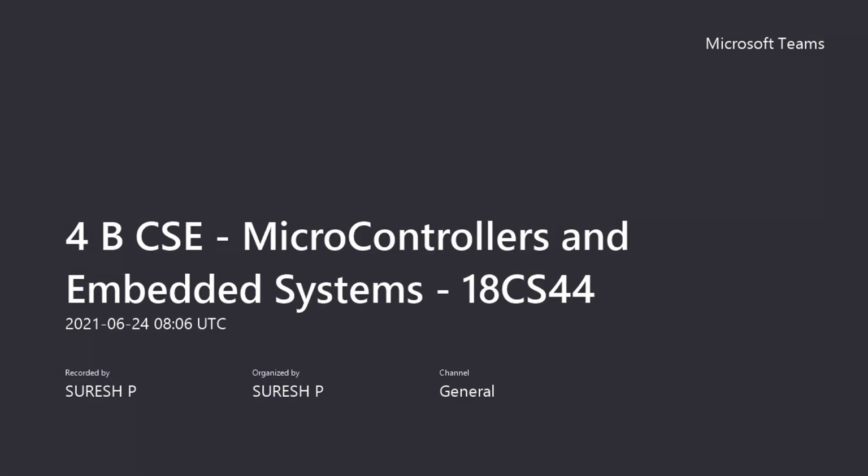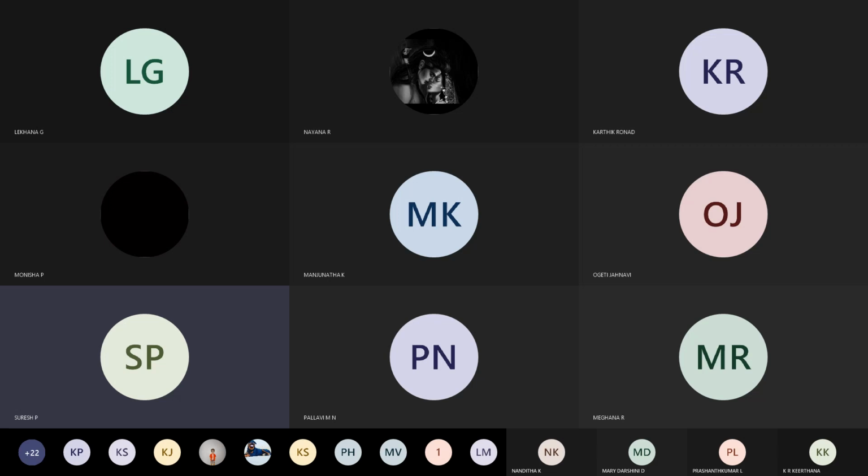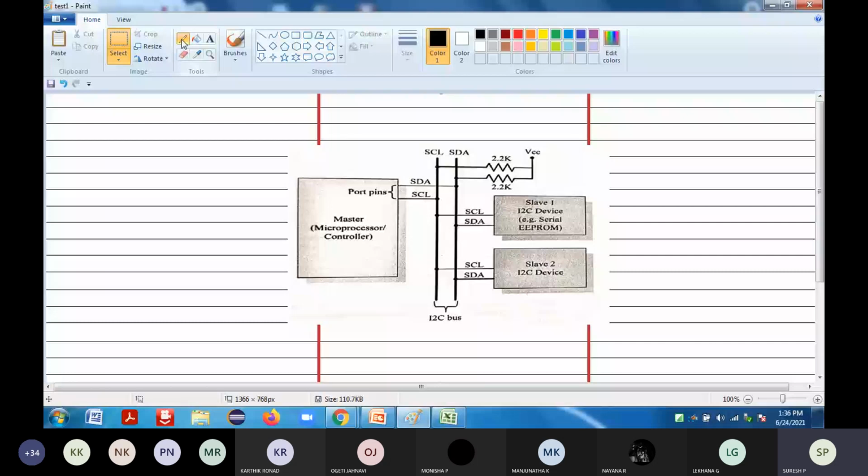This particular circuit is an inter-integrated circuit, which is the I2C, or I-squared-C, bus. This particular bus will be used to connect two different devices.